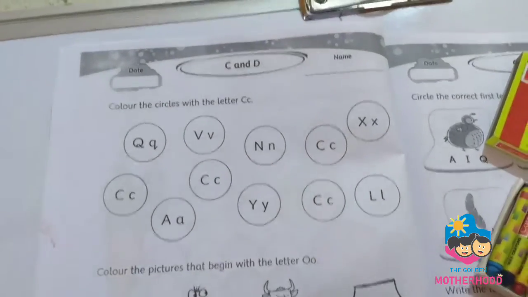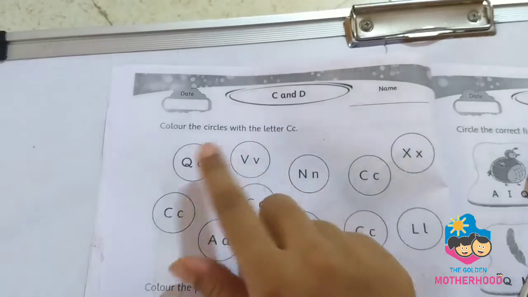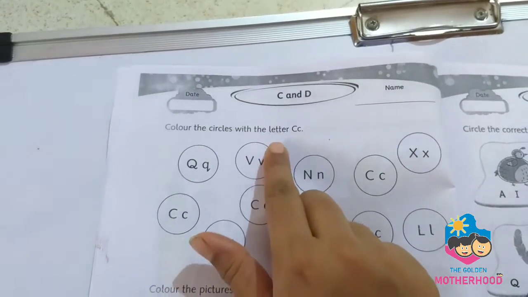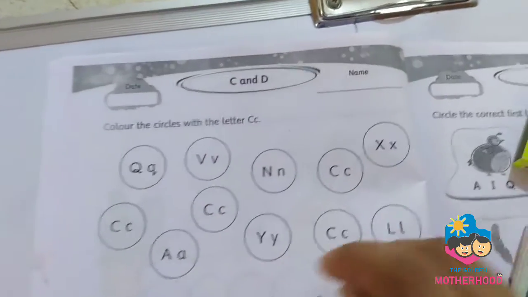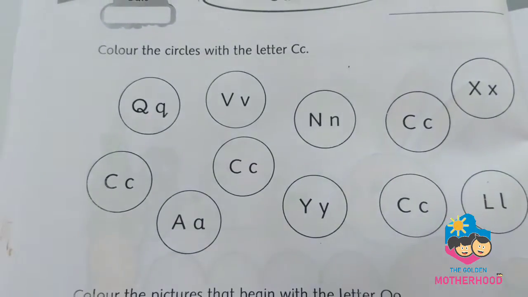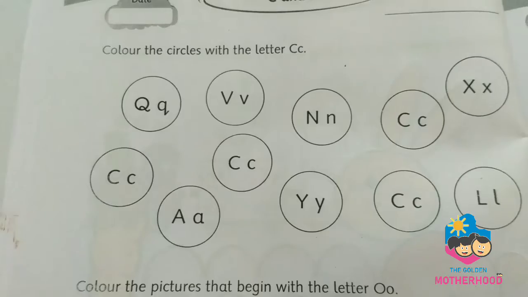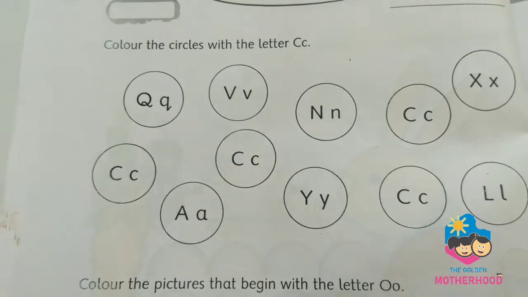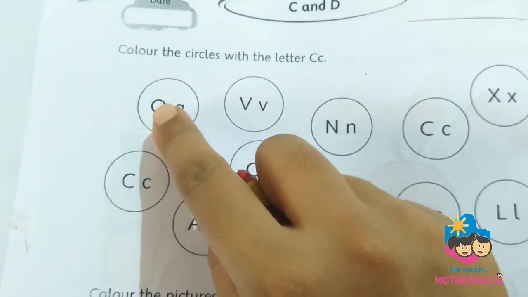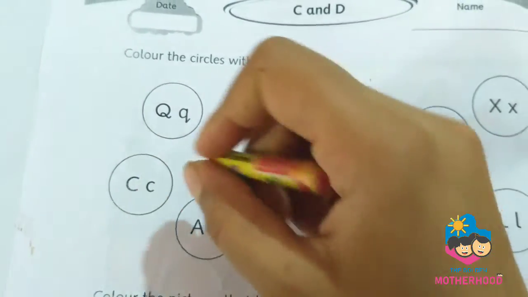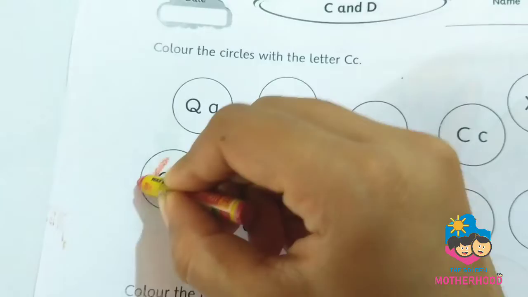Open the page number 19. C and D. Color the circles with the letter C. Find the letter C and color it. This is not C, this is Q. This is letter C, so I will color it.